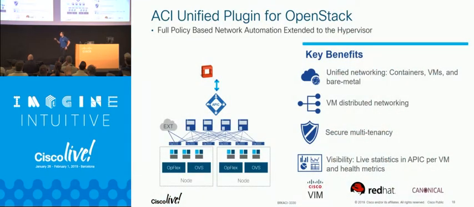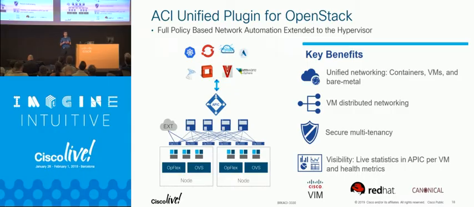So at the end of the day, what is this solution? How do we do this with ACI? Well, with ACI, indeed, we have this concept of the unified plugin. The unified plugin, as we will see, is an ML2 plugin, the modular layer 2 plugin provided for the Neutron OpenStack project. And what are the benefits of that? As we said, all what we mentioned before, but also it integrates OpenStack as one of the possible workloads that you have in your ACI system.